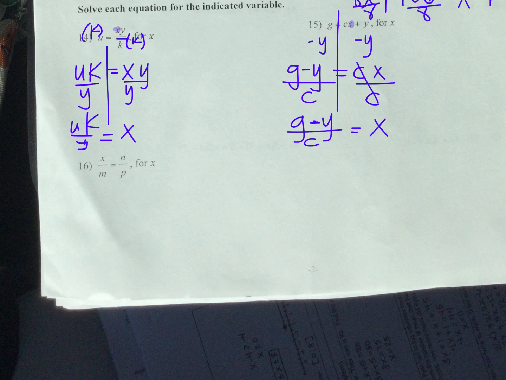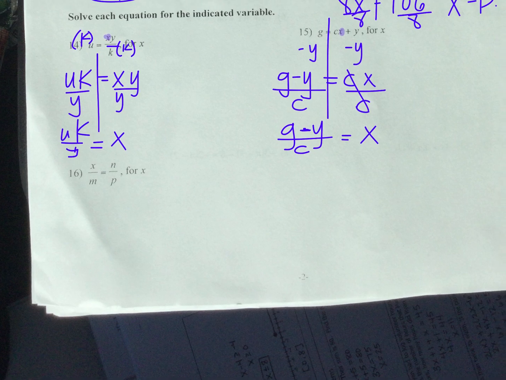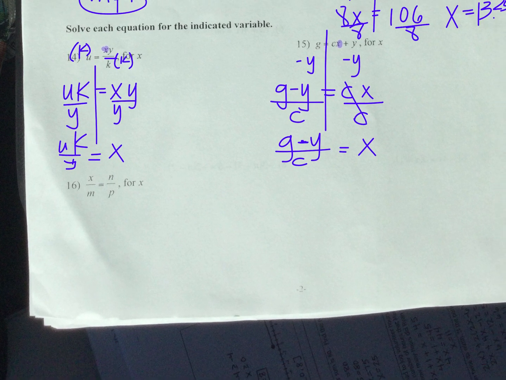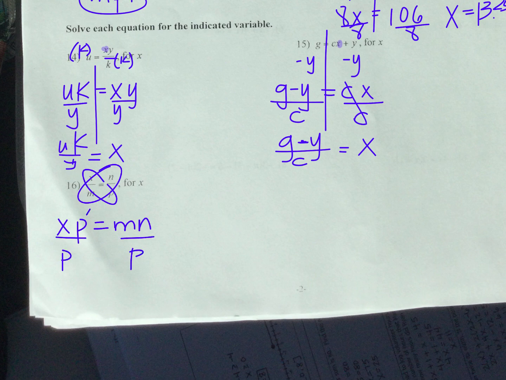In our last problem, I have to solve for x. The easiest thing to do when I see a problem that looks like this is to cross multiply. xp equals mn. I just multiplied them. I need the x alone, so I'm going to divide by p. I end up with x equals mn over p.